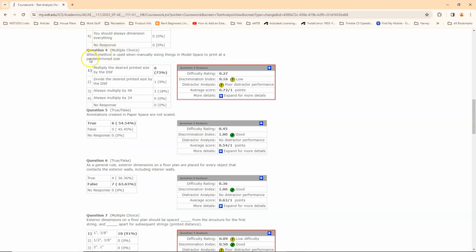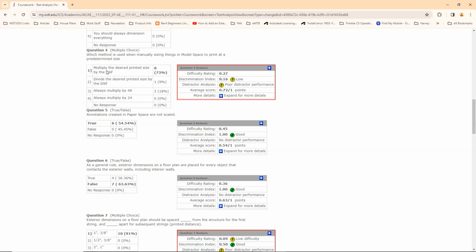All right, question number 4. Which method is used when manually sizing things in model space to print at a predetermined size? Now, we talked about this fairly quickly, so if you didn't memorize it right away, that's fine, but I'm going to take a minute to review this with you all. When you ask which method is used when manually sizing things, we have to think about the scale that we're going to print this thing at, because the scale determines exactly how much we're shrinking it down when we put it on the paper.